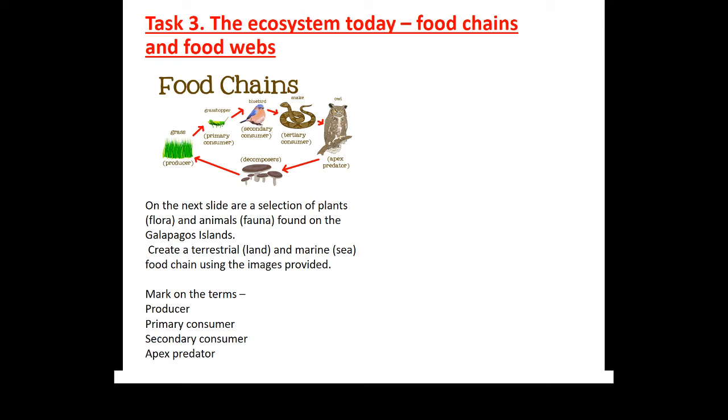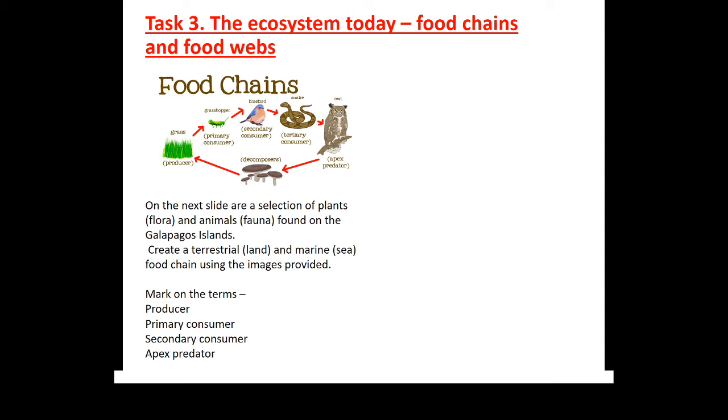Here's a food chain. It's a very simple one, and it's not associated with the Galapagos. You can see, though, that all food chains start with something green that can photosynthesize, because the energy comes from the sun. That's the producer. In this case, it's grass. The primary consumer, the first consumer, is a grasshopper. It eats the grass. The second consumer is the bluebird. It eats the grasshopper. The snake, the tertiary consumer, tertiary means third, eats the bluebird.